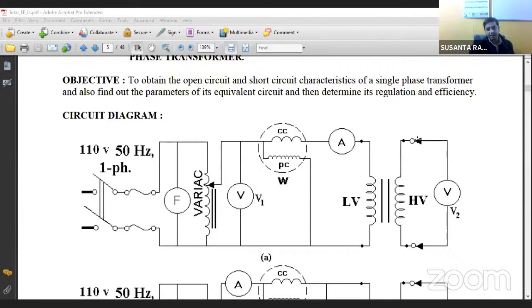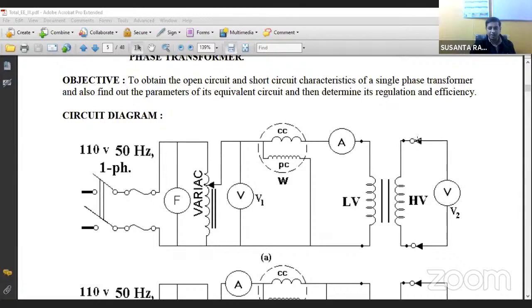Now, once we have the ammeter, pressure coil and voltmeter readings, how will we do the calculation? The calculations are very simple. From the wattmeter reading, we directly get the core loss, but you have to take the wattmeter reading corresponding to 110 volts, the rated voltage. Only that wattmeter reading you have to take. That will give you the rated core loss, at 110 volts given to the low voltage side, not the high voltage side.